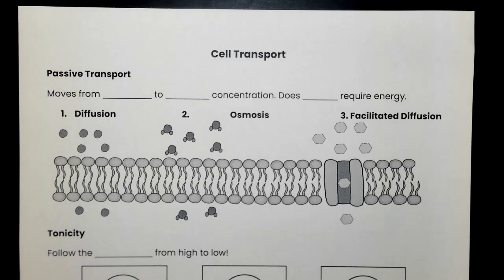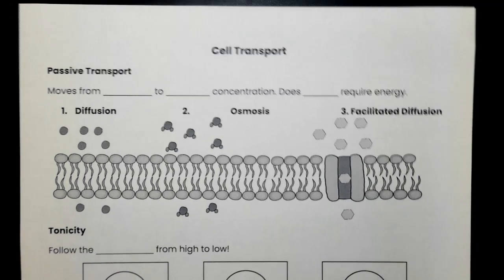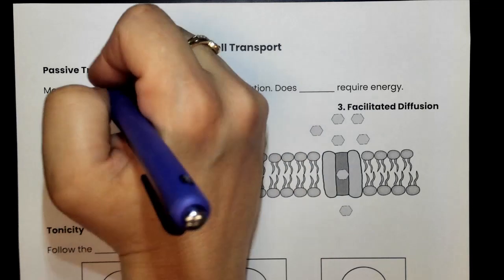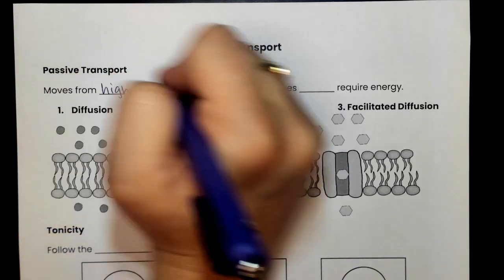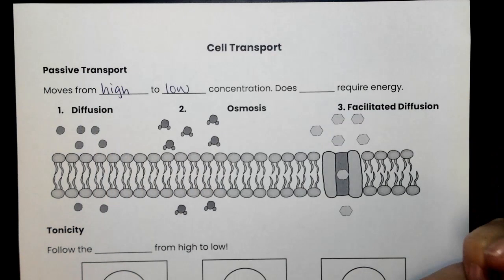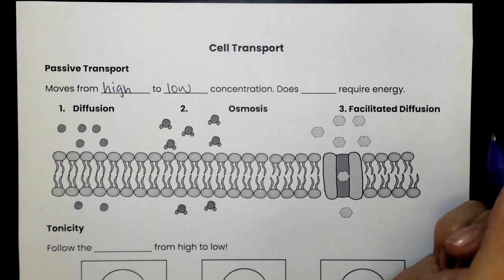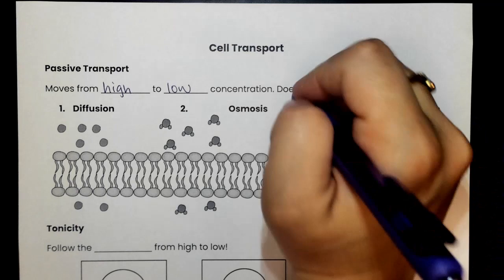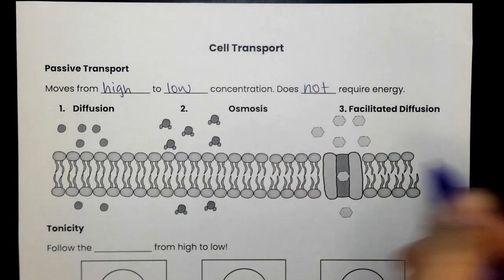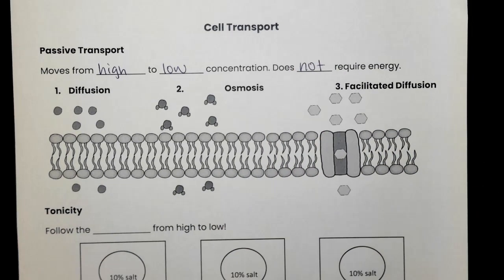So there's two types of cell transport. The first one is called passive transport, and passive transport is going to move molecules from an area of high concentration to an area of low concentration. Okay, so we say this goes down or with the concentration gradient. And this one does not require energy because it's going down the concentration gradient.